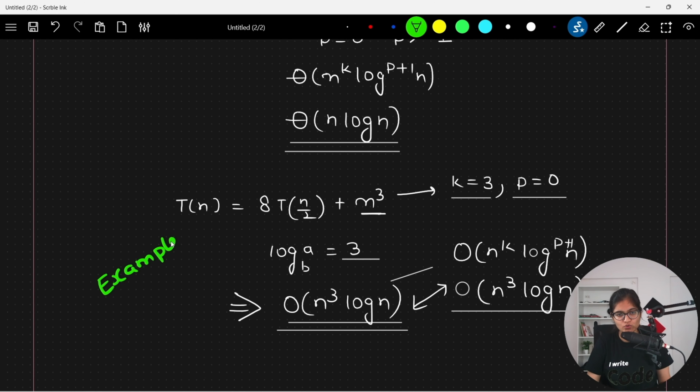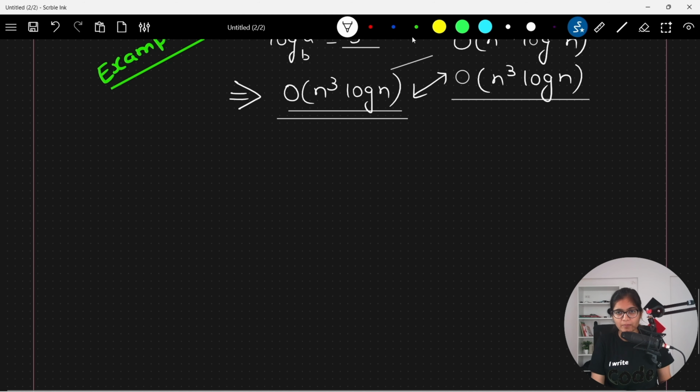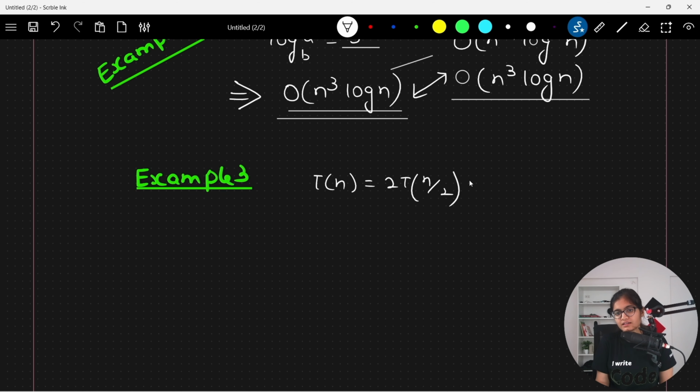And I have explained you in a little bit better manner how you can directly write these things. Let's talk about another example, example number 3. Here I am saying that the value of T of n is equal to 2T of n by 2 plus n by log of n. Suppose this is the equation that I have. Here, the value of log a base b is equal to 1. The value of k is also equal to 1, because n to the power k is n to the power 1 only. What is the value of p? It is nothing but -1.